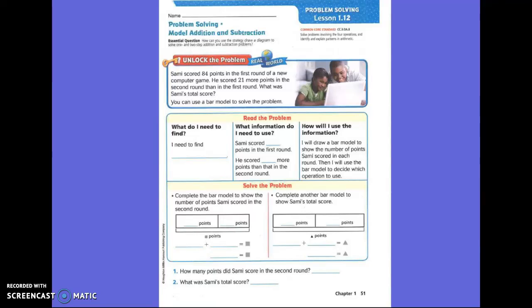Okay, what are we trying to find? What are we trying to find? The answer. How many points Sammy scored? Okay, Sammy's total score. Write it down. Sammy's total score.